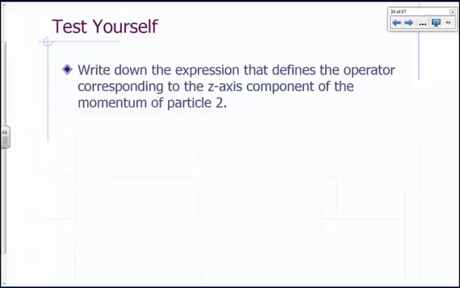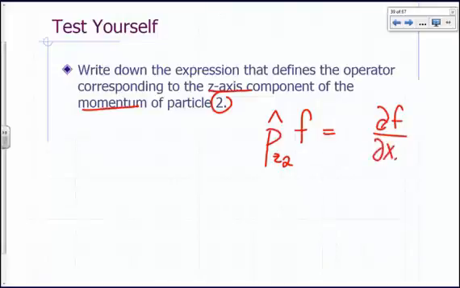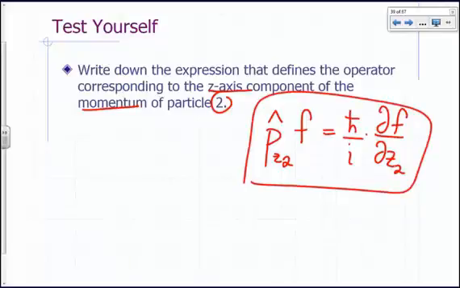So, what would be the expression that defines the operator corresponding to the z-axis component of the momentum, p sub z of particle number 2, so z2? What's that operator going to be equal to? If I operate that on a function, what do I get? I take the derivative of the function with respect to z2, and notice it's a partial derivative because your function may be a function of more than one variable. After you get the partial derivative, you multiply by h bar and divide by i. So that is the momentum operator along the z-axis for particle number 2.